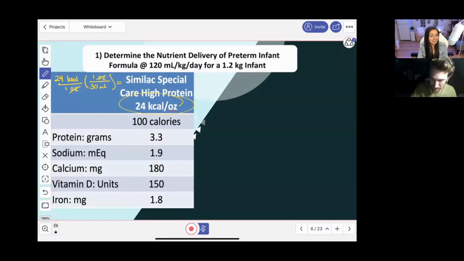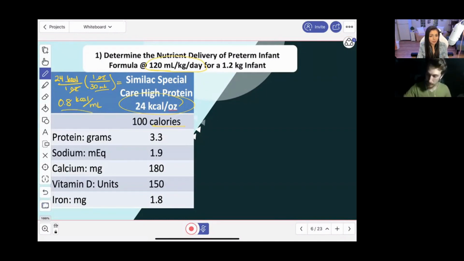So really the ounces are going to cancel, and then 24 divided by 30 is going to give us 0.8 kcal per milliliter. So that's what we're going to be working with. That's what this formula gives us, okay? So the first thing we're going to do is see, based off of this volume here, how many calories we're going to be receiving per kilogram per day using what we determined, okay?